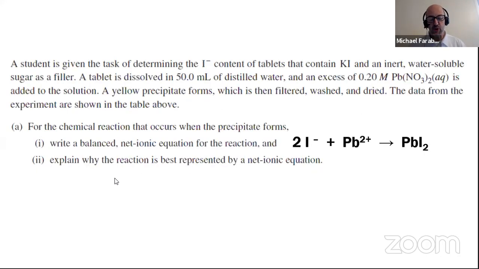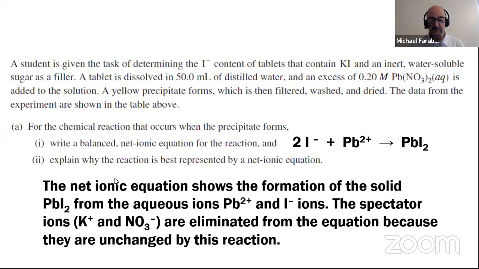In Roman numeral 2 of part A, explain why the reaction is best represented by a net ionic equation. So you might wonder, why exactly do we cross off the spectator ions? Well, it's because they're not changing in this particular reaction. They are the same on both sides of the equation. So the net ionic equation shows the formation of the solid lead iodide from the aqueous lead and iodide ions, and the spectator ions are eliminated from the equation because they are unchanged by this reaction.